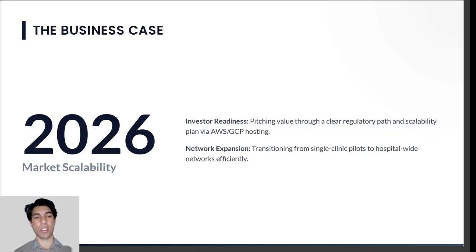Then the business case for the 2026 market: scalability and investor readiness, pitching value through a clear regulatory path and a scalability plan via AWS or GCP hosting. So this is the business point of view, that we need to pitch through a clear regulatory pathway and scalability. The regulatory path checks all the legal boxes, and then scalability comes through AWS or GCP hosting. Then the network expansion, transitioning from single clinic pilots to a hospital-wide network efficiently. So it's the scalability factor. This is the business case.